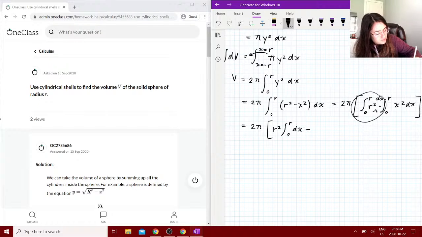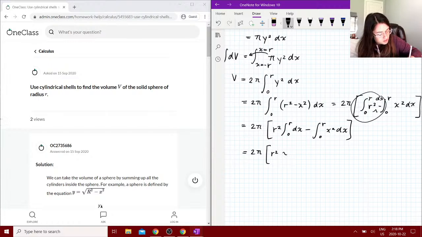And I'm just going to keep this the same, dx. Okay, next up. Now, dx integrated is just x, but we can't forget to evaluate it from r to 0, right? So that will be in the next step. And then we have the integral of x squared dx.